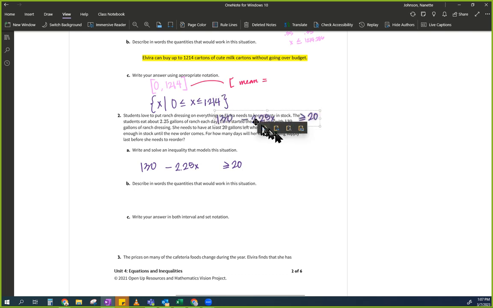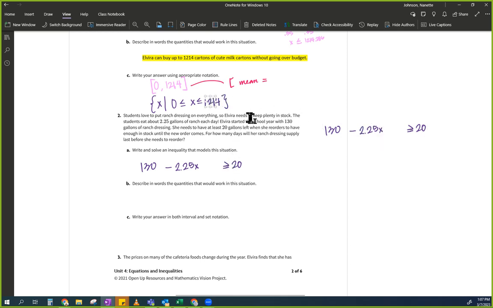This is weird. Here it goes. Yes, because I'm okay with this being a lot more than 20. Like how much ranch I have needs to be more than 20 gallons, right? But the moment that she dips under 20, that's where she's like, because she wants to have at least 20. Okay. Yes, 20 or more. So at least 20 means 20 or more. Here's her more. And then we solve this.